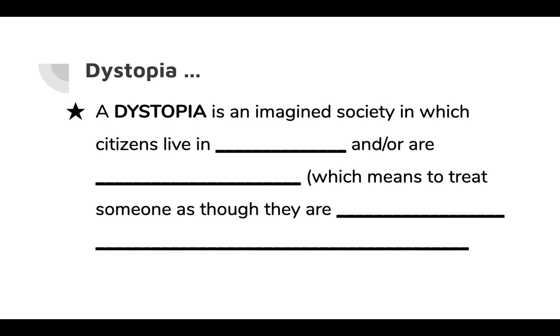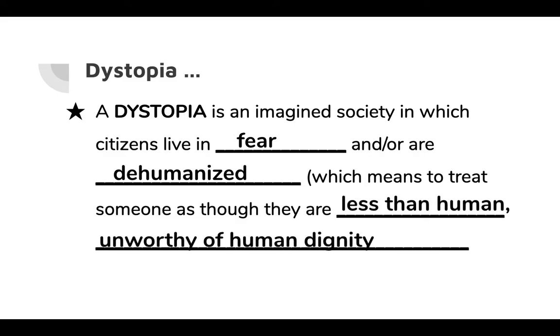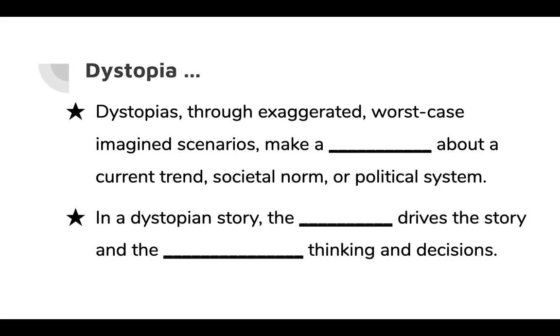From the idea of a utopia came the idea of a dystopia, which is obviously the opposite of a utopia. A dystopia is an imagined society in which citizens live in fear and or are dehumanized. Now, we've talked about the word dehumanized a lot in reading class, but it means when you are treated as though you are less than human or unworthy of human dignity, unworthy of human rights, where your humanity is taken from you in some way or another. Dystopias, through exaggerated worst-case imagined scenarios, make a criticism about a current trend, a societal norm, or a political system.